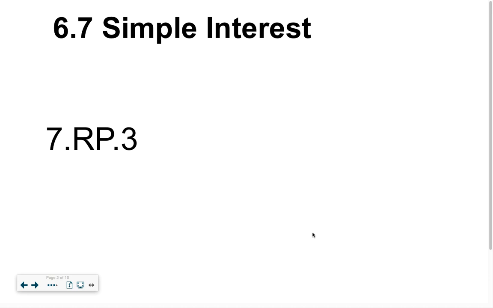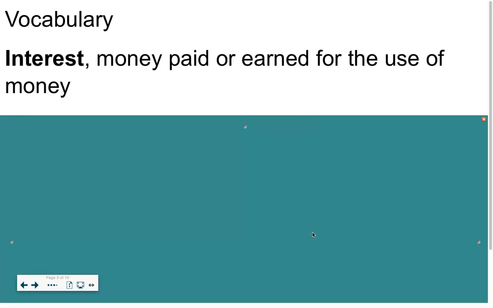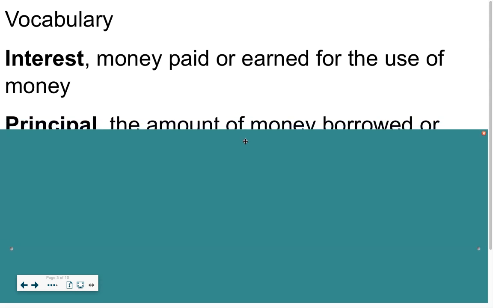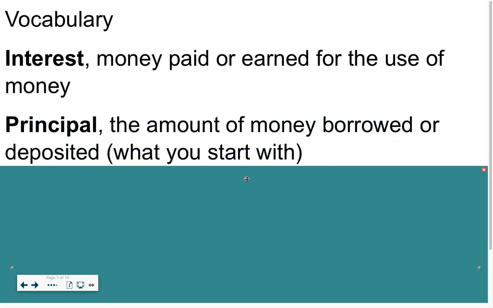Simple interest, 6-7. Here we go. Interest is the money paid or earned for the use of money. So you can earn it if you have it in a bank or savings account, or if you have a debt, it is money that you have to pay back.